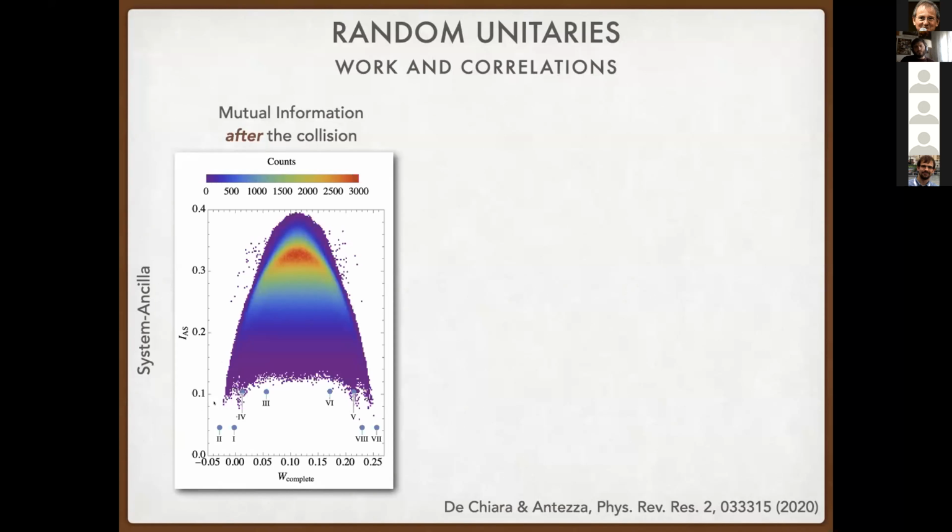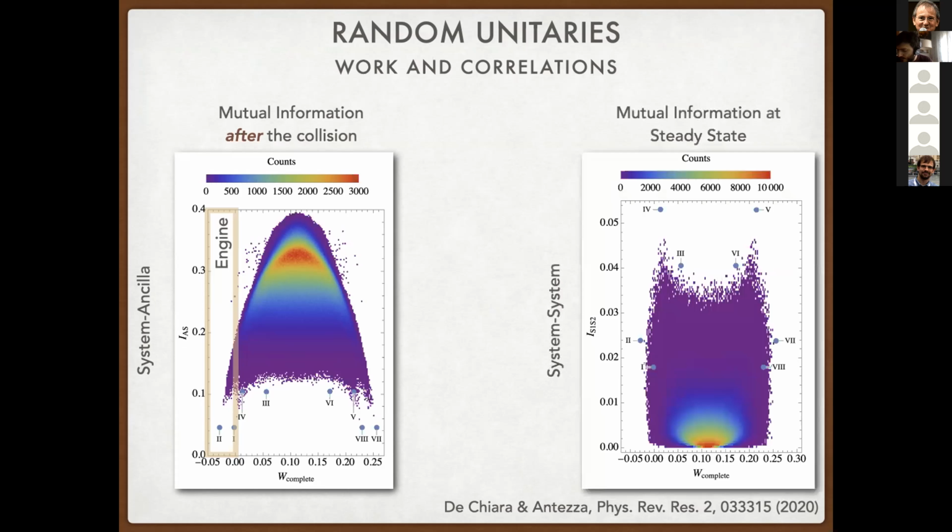And something I wanted to notice, again, this is the engine. So identity is here. Total swap is the one with the largest value of the work, and actually the smallest value of the system-ancilla, system-environment correlation. But what I want to stress here is that you need this non-zero correlation in order for the engine to sustain the functioning.